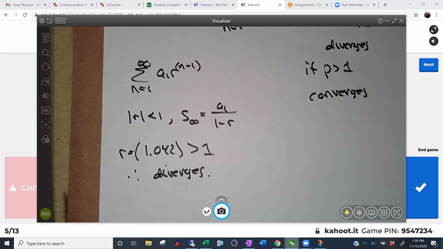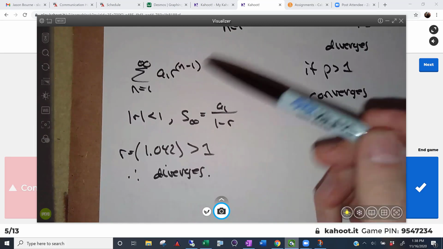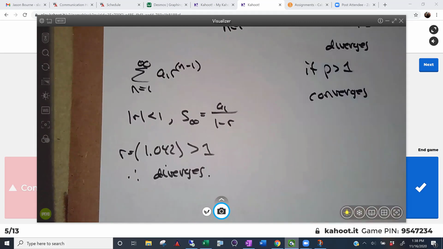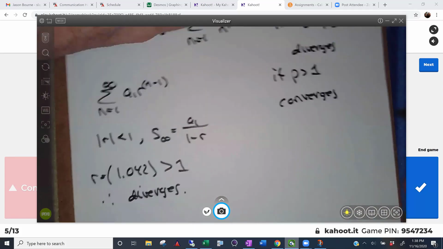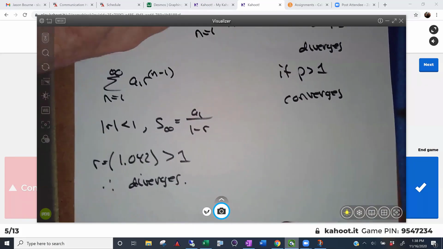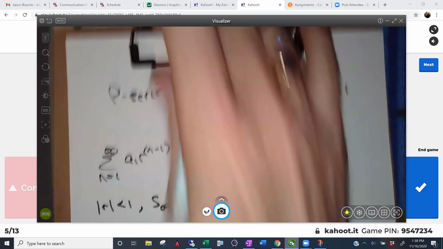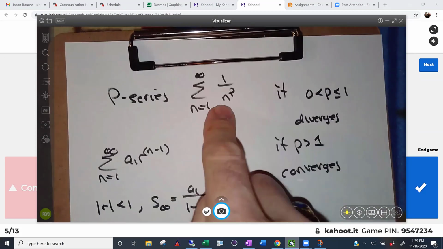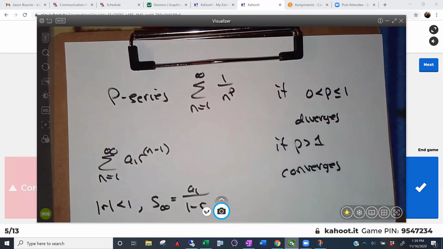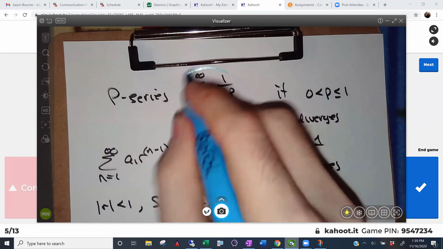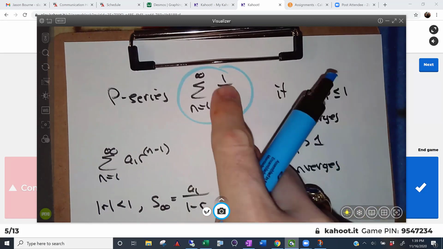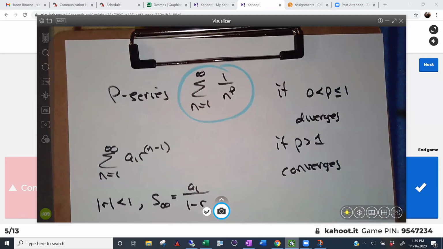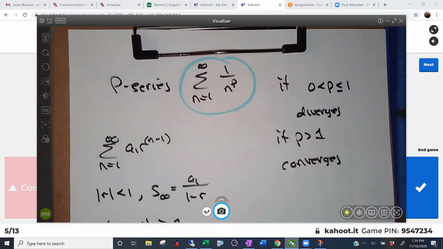Now, a lot of times people mix up P series with geometric series. I get it. It's just something that hopefully you get pretty good with practice. The P series will always look like this. It's not going to have anything in the numerator. Well, it could have stuff in the numerator like constants that you could factor out, etc. But that's its general form.